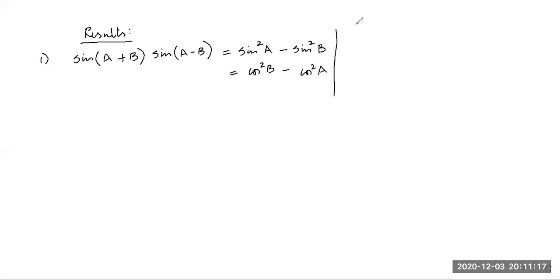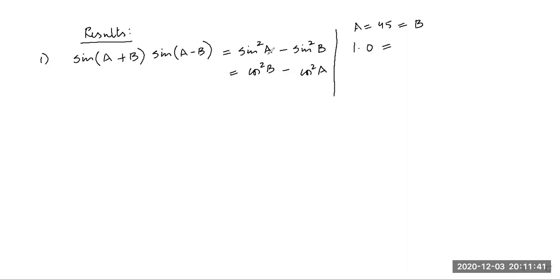Let us say A is equal to 45 and B is also equal to 45. Let's try to prove this relation for 45. So it becomes sine of A plus B, sine of A plus B becomes sine 90, right? Sine 90 is 1, into cos of A minus B. 45 minus 45 becomes 0. So 1 into 0 is 0.